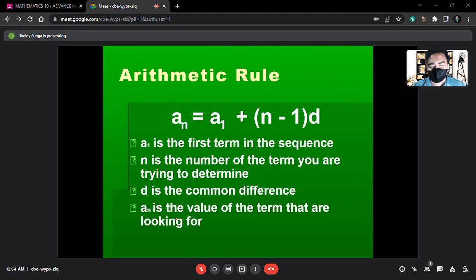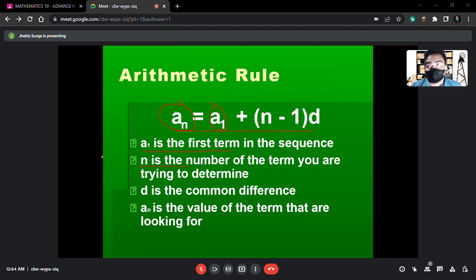So I want you to remember this kind of rule. We have this formula: a sub n is equal to a sub 1 plus n minus 1 times d. So we have the first term, which is a sub 1, plus n minus 1. If we say n minus 1, n is the term, no? And the d is the difference or common difference, no? If you say a sub n, it is the value of the last term or the term that we are looking for, alright? So a sub 1 is the first term, and n is the term that we are trying to get, no?